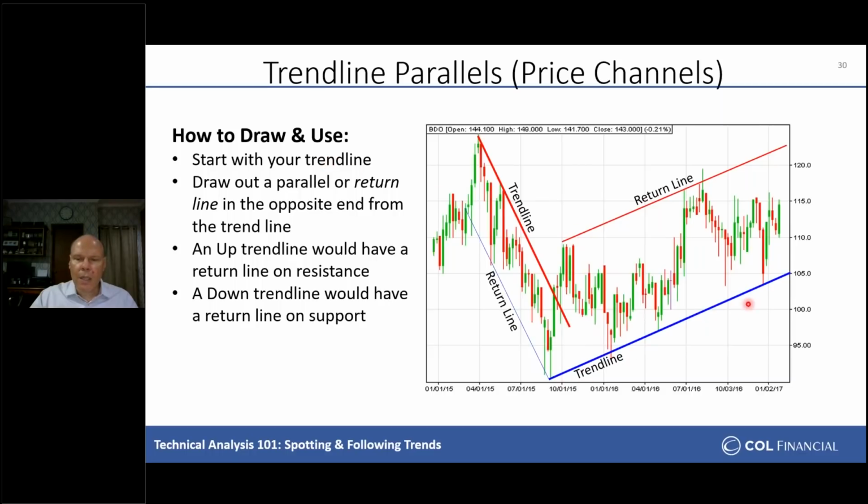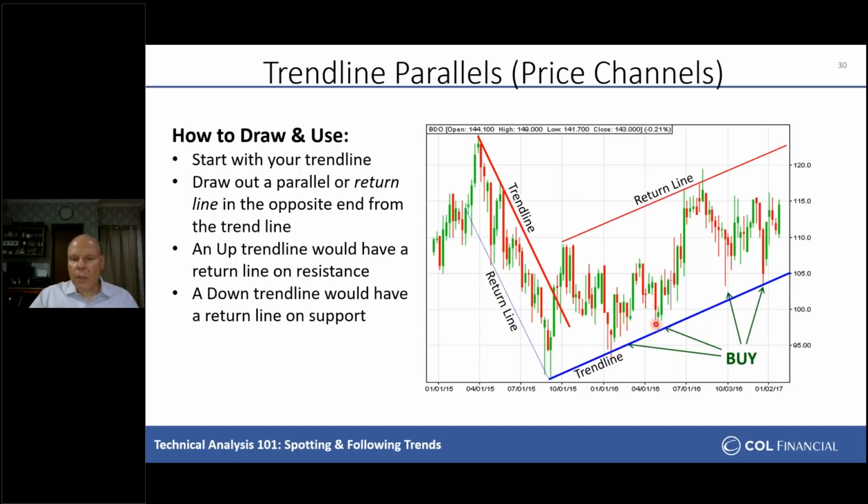So first, again, start with your trend line. Let's say in a case like this, draw out a parallel or return line at the opposite end of the trend line. So if I do this, copy this line, push it up to this upper area here, and then draw it out. Then you will have an uptrend line, which you will use as a return line on that resistance. And in a downtrend, you would have, of course, your return line placed on the lower end of the range.